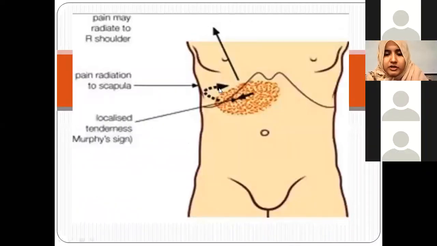This is a picture which shows the area where the pain generates, and this is called Murphy's sign, because there is rebound tenderness. When you touch the patient and remove your hand from there, there is tenderness. The gallbladder is so inflamed and edematous that it touches the abdominal wall and produces intense pain, and that pain radiates towards the right shoulder as well.